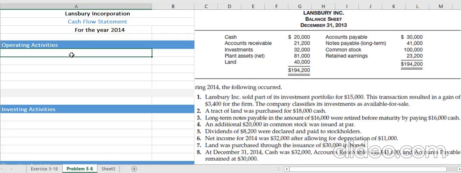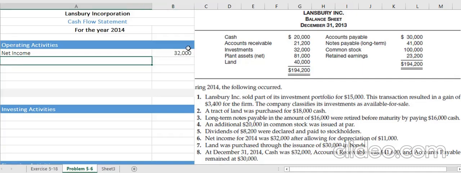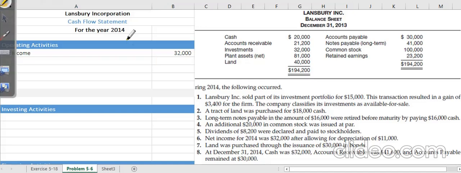Then, as we are preparing an indirect form of cash flow statement, it starts with the figure of net income. If you see here in information number 6, the net income for 2014 was $32,000. So I will shift this $32,000 to my cash flow statement, and I will highlight it as a reminder that this portion is done. We have taken this information, so net income is done.